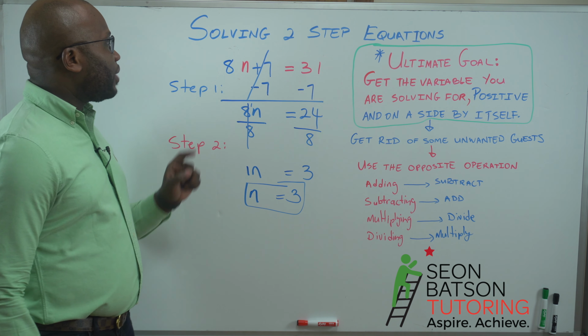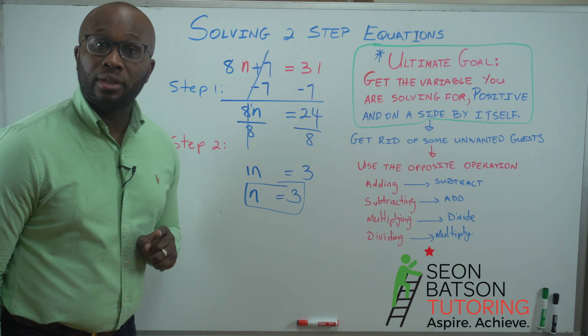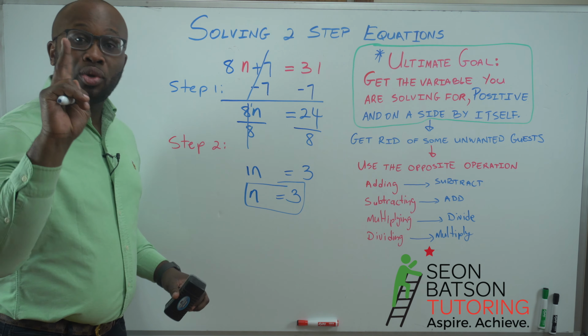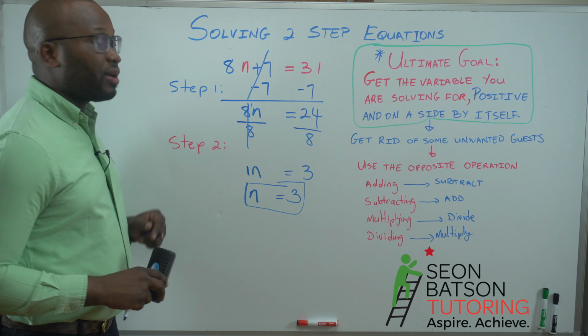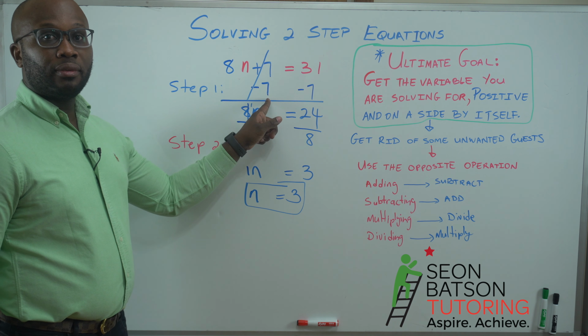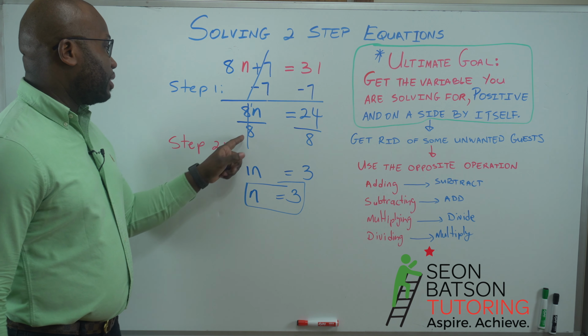Now, do you see why they are called two-step equations? Yes, because it takes 2 steps to get the variable by itself. Step 1, we got rid of 7. Step 2, we got rid of the 8.